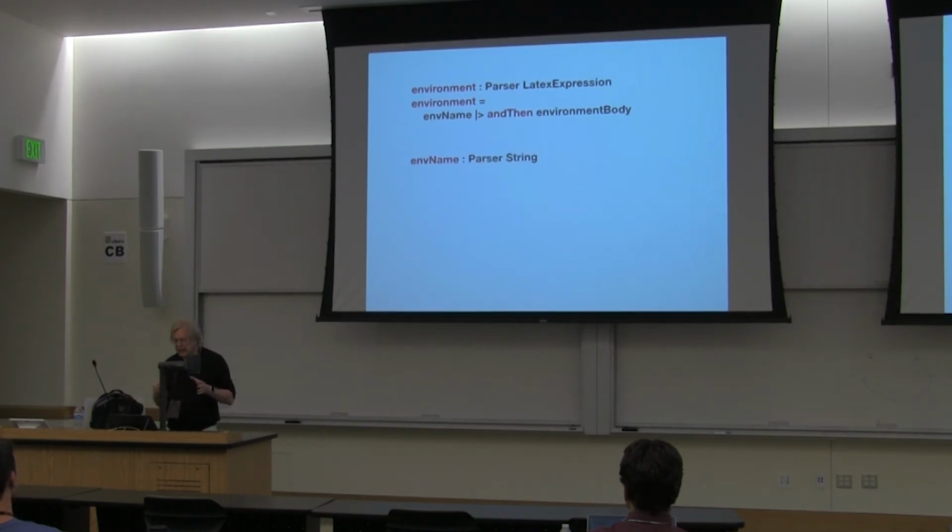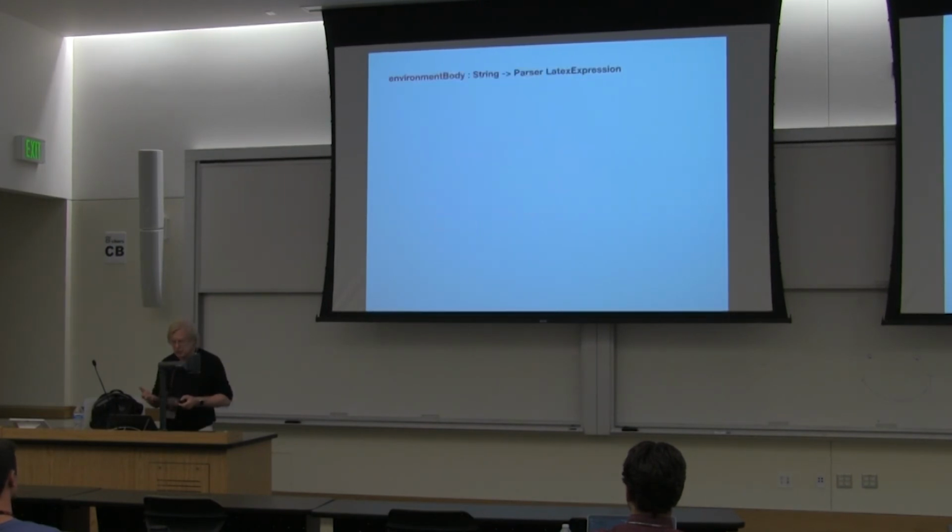So, and pipe into and then is really just a way of saying pipe equals. It's something we've seen before. So the environment name parser works like this. It's going to parse a string. We begin with the usual succeed business. Then we parse but don't care about the string \begin left curly brace. Then we parse a word, like theorem, for example. And then we parse but don't care about the right curly brace. So that's all there is to it. That was maybe too fast, but there we are.